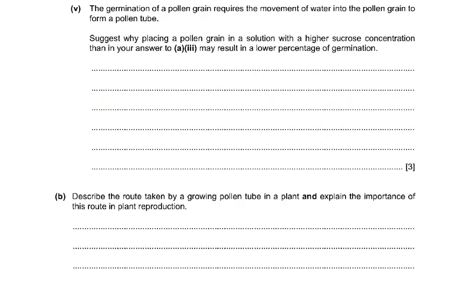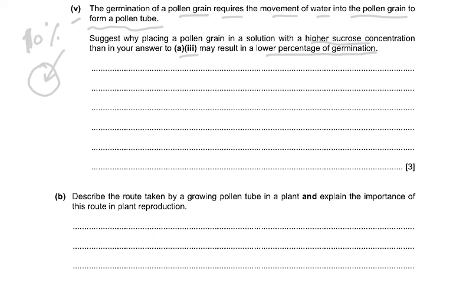Now coming to part 5 of the question. The germination of pollen grain requires the movement of water into the pollen grain to form a pollen tube. So water has to enter the pollen grain. Now suggest why placing a pollen grain in a solution with a higher sucrose concentration than in your answer to A3 may result in a lower percentage germination. You see, this is the pollen grain. Water has to enter. But if outside you have a 10% sucrose solution, then water will not enter, because water enters by osmosis down the water potential gradient. So no water will enter because outside we have a very high concentration.